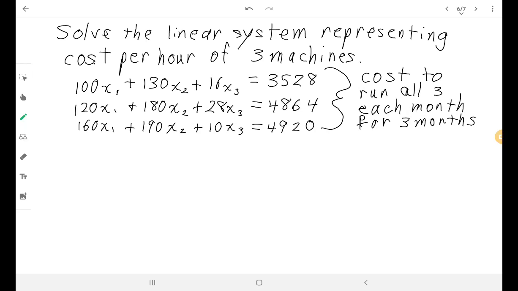Let's look at another one. Solve a linear system representing cost per hour of 3 machines. Now this one's really straightforward, but it's an interesting problem, and I want to discuss it just for a moment. We've got 3 machines, our X1, our X2, and our X3 machine.